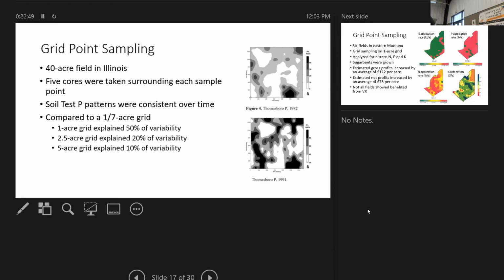All right, so this is how they did it. Really intensive sampling, 7 per acre, and then they compared that as a standard to 1, 2.5, and 5 acre grids. And this number here shows you how well each of these correlated to that really intensive sampling. So even on a 1 acre grid, we're only about 50% effective. If you get out to 5 acres, not doing so good. So it does make a difference. Just keep that in mind.